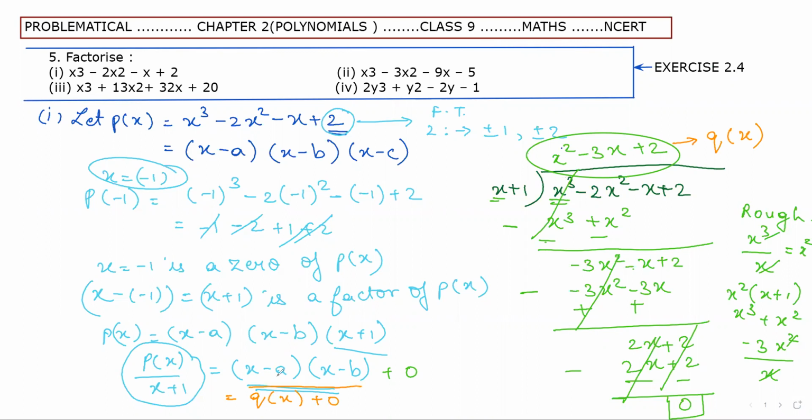Q of x is x minus a into x minus b. So all you need is to factorize q of x, and you got the rest of the two factors as well. So let's factorize it. X squared minus 3x plus 2. This value is equals to x minus a into x minus b, because this value is the result of p of x divided by x plus 1.